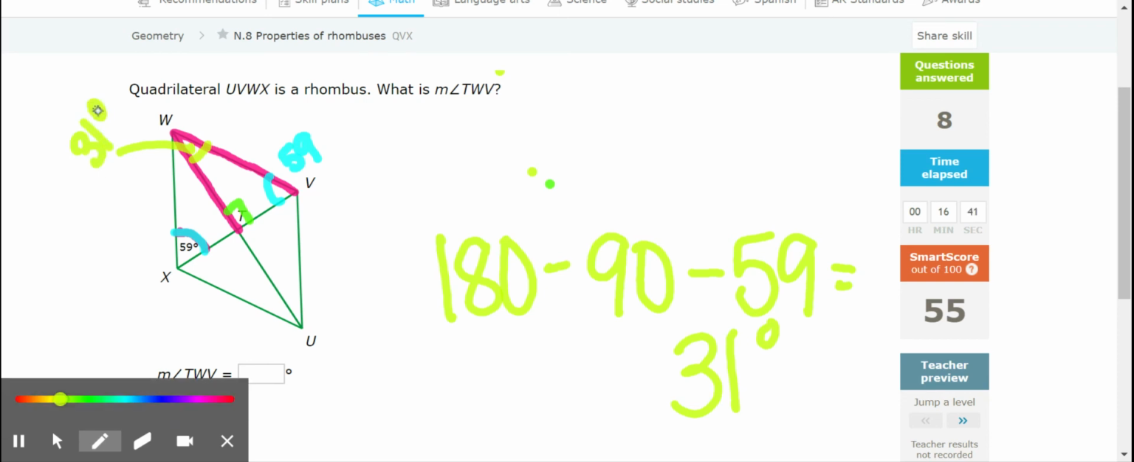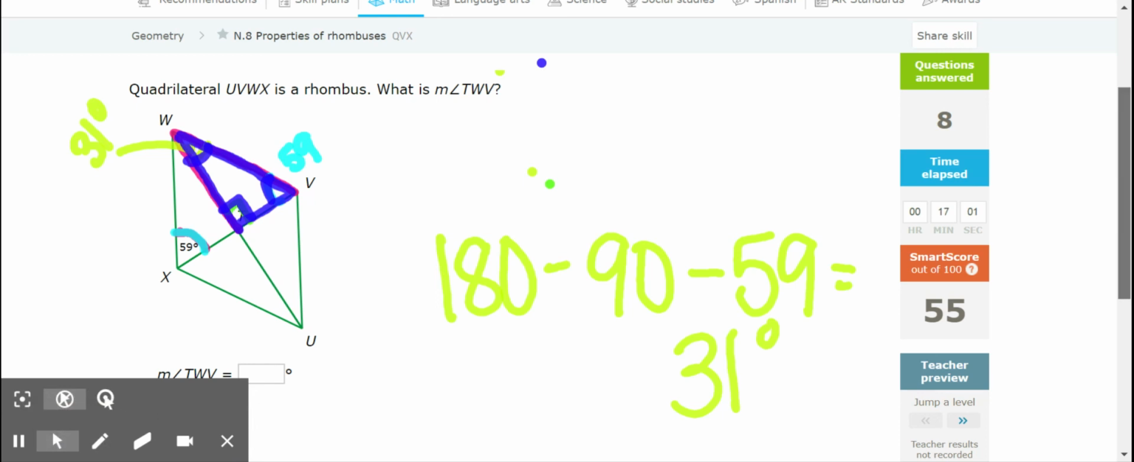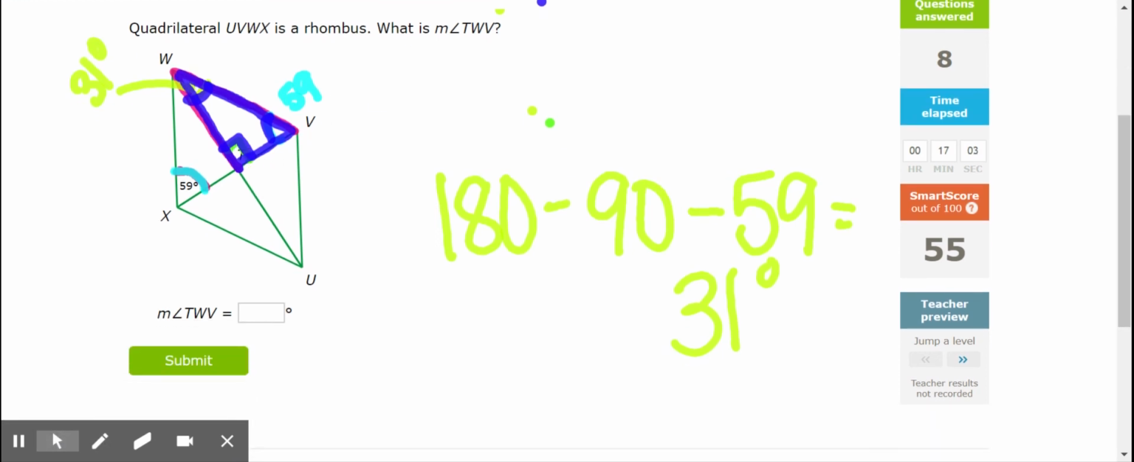Now, just so y'all understand why I'm using 180, it's because this makes a triangle, right? And if I have two angles of the triangle, I know that they're all supposed to equal 180, so I can find the other one if I have at least two. We've been doing that kind of thing all year. I just want y'all to see that that is actually a triangle. So we said it's going to be 31 degrees.